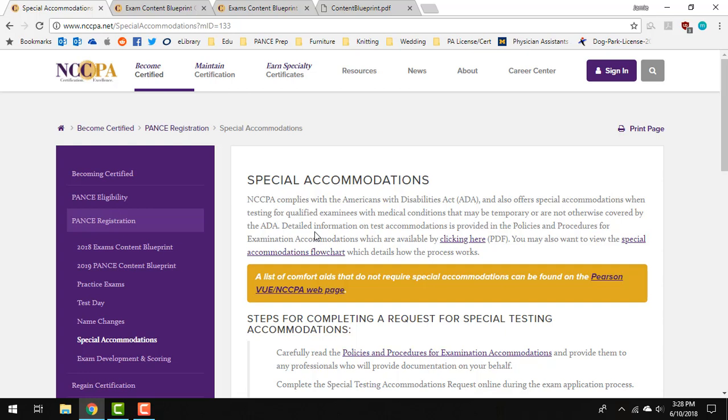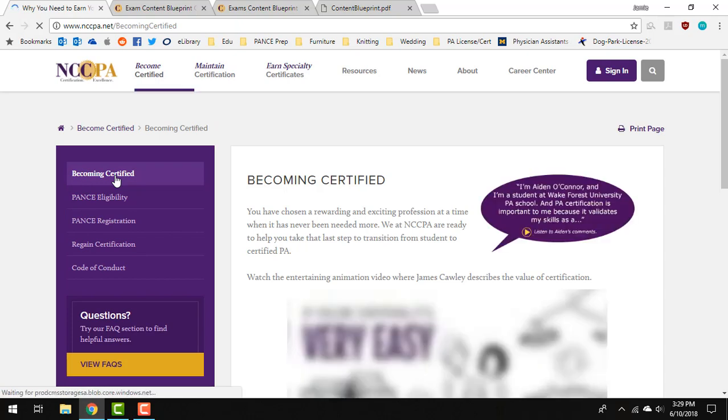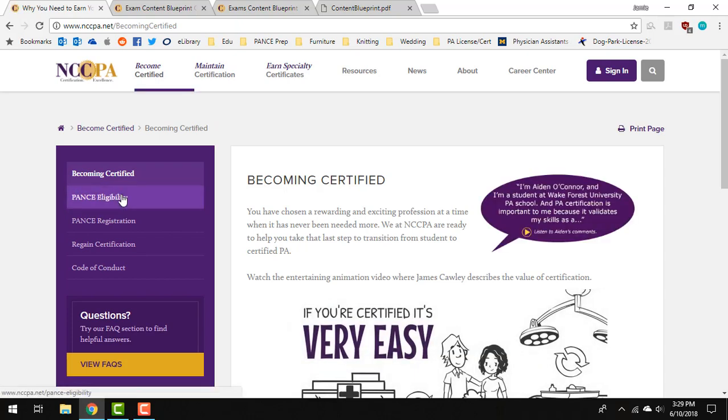Some other nitty-gritty details: you have to arrive 30 minutes before your exam. They require 2 forms of ID, whether that's your passport, your driver's license, your social security card, whatever you want to bring. And you need to make sure that your name on those cards matches the name that you signed up for the test in. So if you just recently got married or divorced, or you've changed your name for any reason, make sure that all of your paperwork has the same name on it.